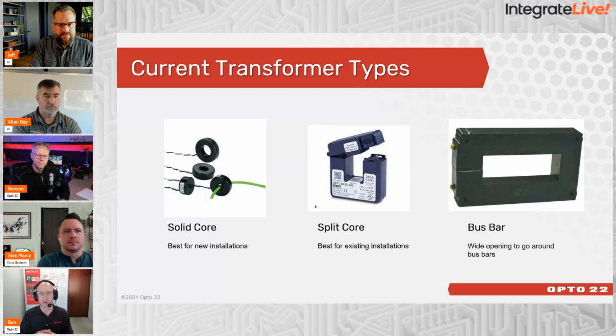In the middle, split core is what we generally use for existing installations, because as you can see, you can open that thing up, put it around your wire, snap it shut, done, ready to go. Bus bar is very similar, just a different shape. Now you can get split core bus bars and solid core bus bars, so you can pick what you need there.